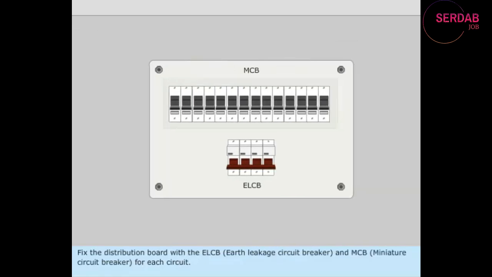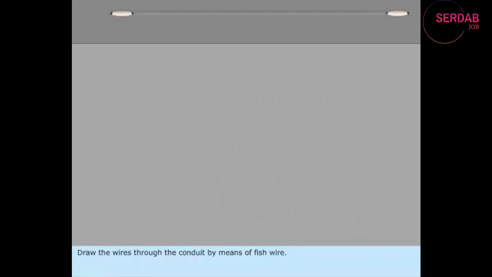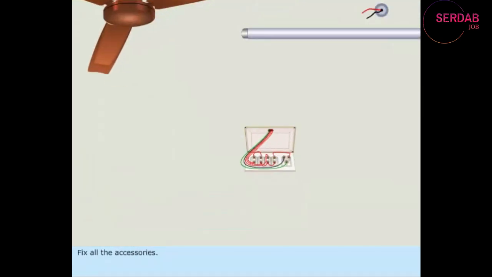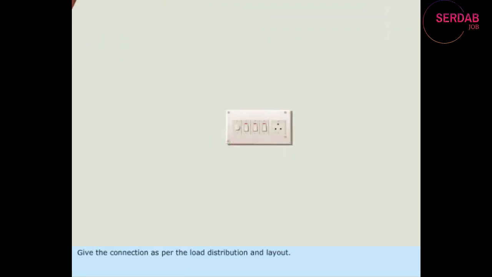Fix the distribution board with the ELCB, earth leakage circuit breaker, and MCB, miniature circuit breaker, for each circuit. The MCB should be in correct rating with respect to the loads. Draw the wires through the conduit by means of fish wire. Fix all the accessories. Give the connection as per the load distribution and layout.